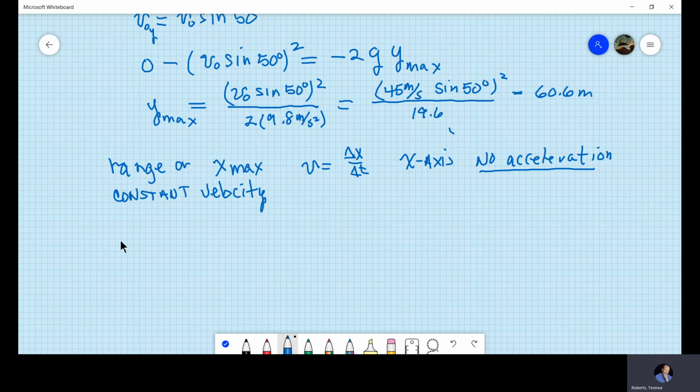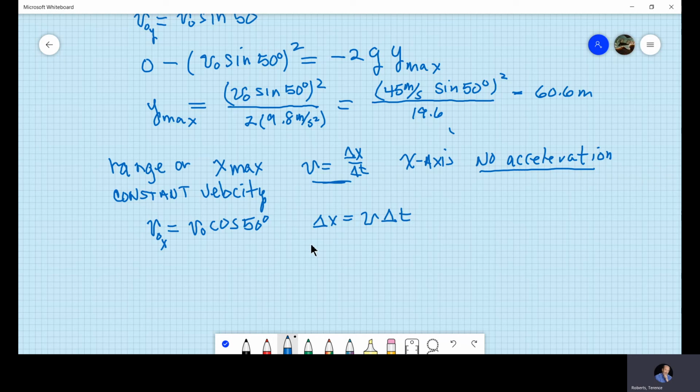Okay, we have to remember now to use the proper velocity. That's the X component. So what is that? The X component velocity, V sub x, is going to be equal to V sub naught cosine 50 degrees. Okay. So now we want to make sure we have this equation right here, let's put it into a form of x. Delta x is going to be equal to v delta t.